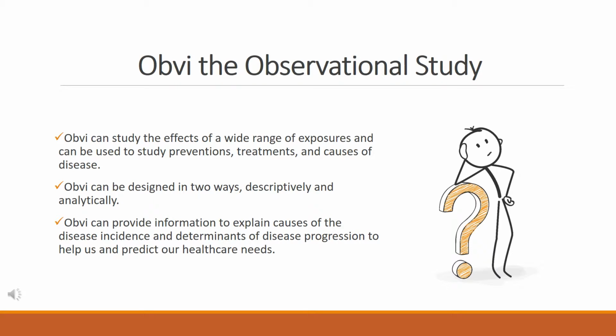The primary difference between a descriptive and analytical study is that an analytical study is designed to test a hypothesis. For example, heart disease can be studied in relation to an exposure variable such as weight, diet, and physical activity. Obvi can provide information to explain causes of the disease, incidence, and determinants of disease progression to help us predict our healthcare needs.